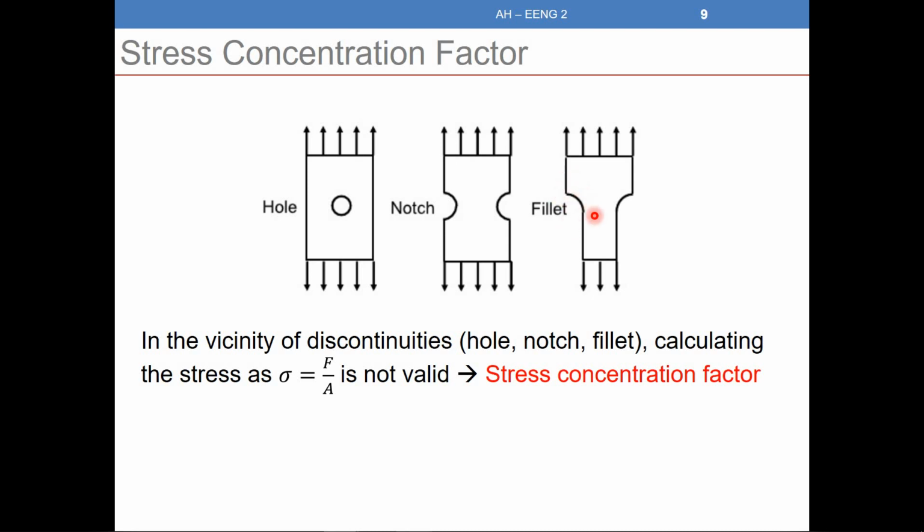So whenever we have a discontinuity, we will have, as we said, a stress disturbance. It will disturb the stress, because the stress will not be constant everywhere. So we cannot say that sigma is equal to F over A. The presence of a hole, notch or fillet will cause a stress disturbance. We also need to define what we mean by stress concentration. For now we know that stress concentration is defined in the case of the presence of discontinuities.